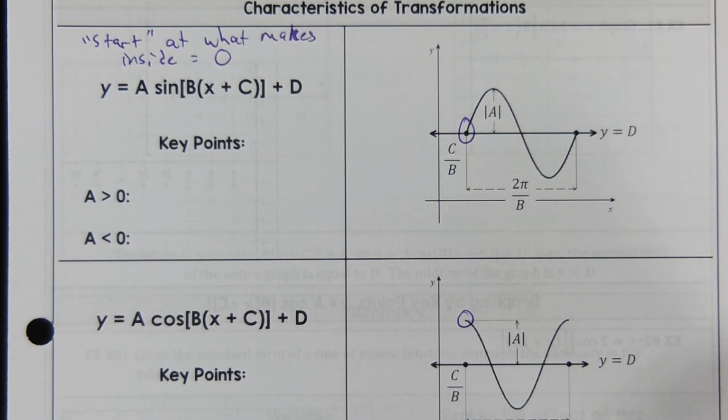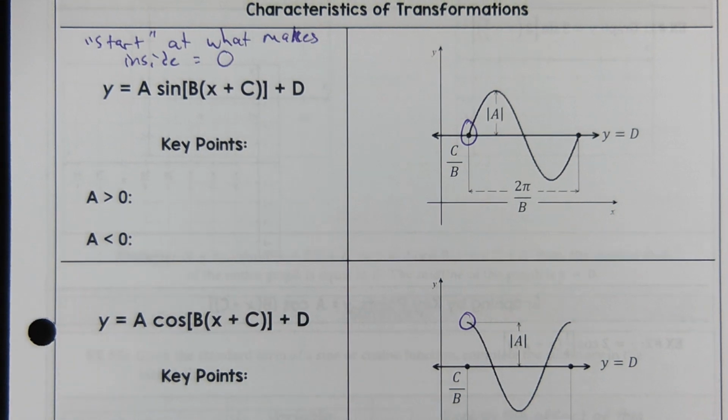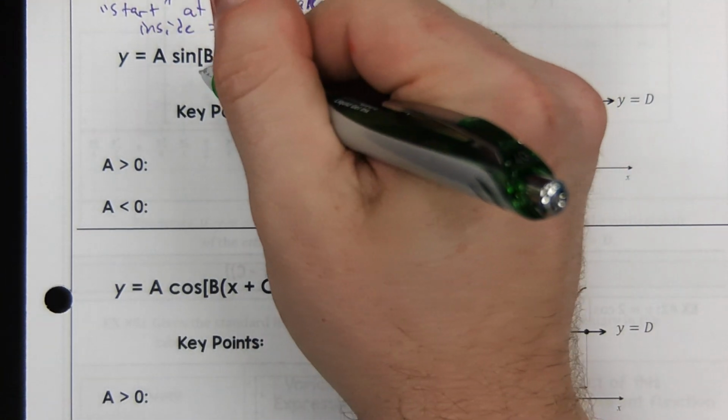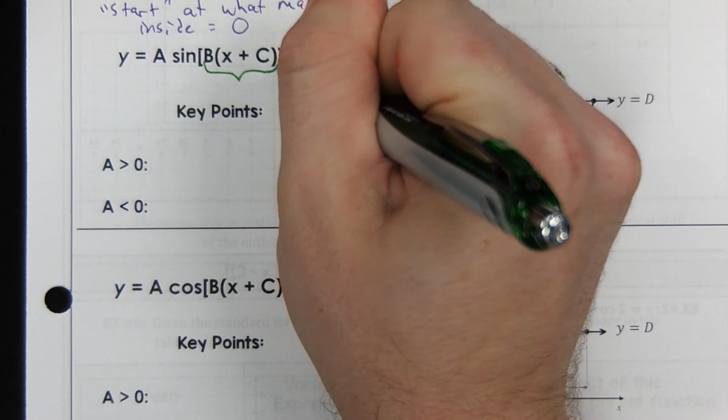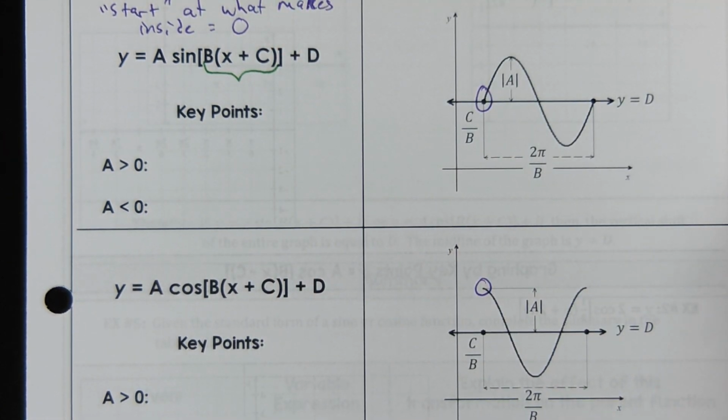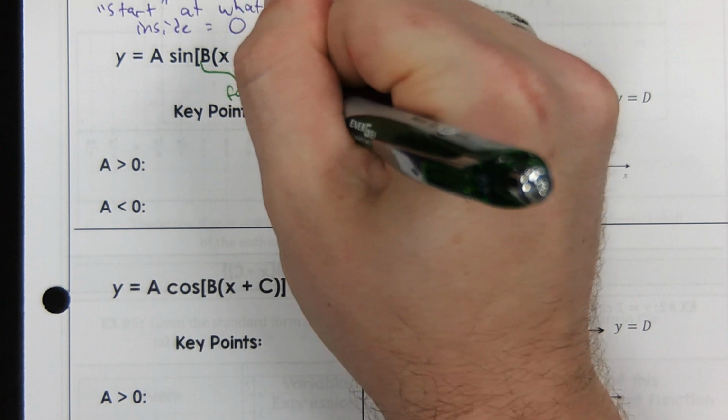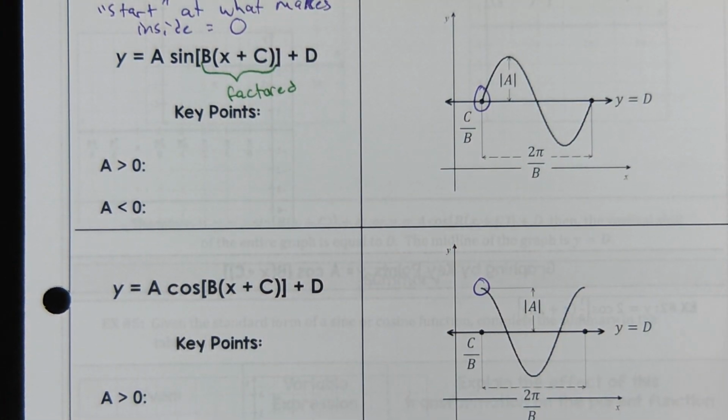Now, I do want to point out something now that we're talking about these inside transformations, and this is true for both sine and cosine: what can you tell me about the argument of this trigonometry? What do you see? It's not distributed. Specifically, it's factored. You want to always have your arguments factored. If you don't factor the argument, it is going to be very difficult to graph. Trust me on that, it really sucks.